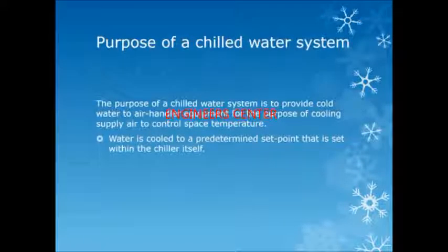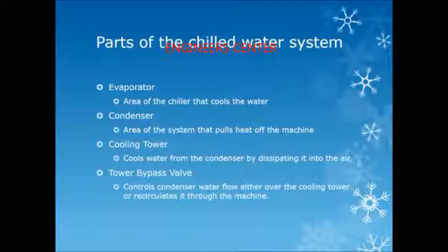The chilled water system is to provide cold water to air handler equipment for the purpose of cooling supply air to control space temperature. Water is cooled to a predetermined set point that is set within the chiller itself. The water system will contain the evaporator side of the chiller, which is the area where the water is cooled. This section contains the primary pumps and the secondary pumps, which move water to the air handlers.